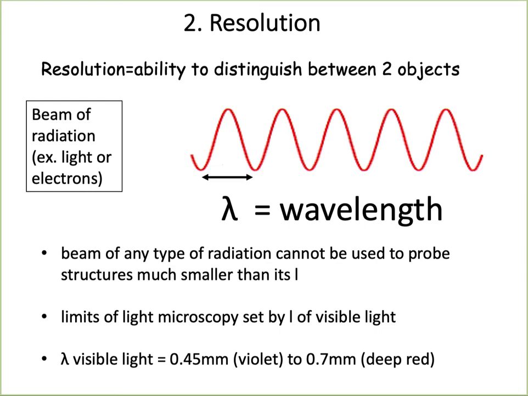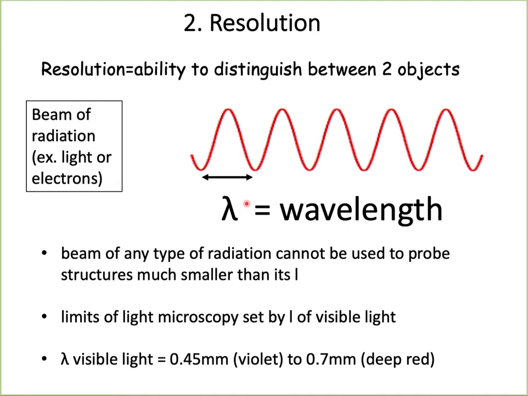So that was magnification. Now let's talk about the resolution. A very simple definition of resolution is the ability to distinguish between two objects. All microscopy depends on beams of radiation, such as light or electrons. And if you'll remember from your physics classes, the beams of radiation travel in waves. And the wavelength of a beam of radiation is denoted by the Greek letter lambda.